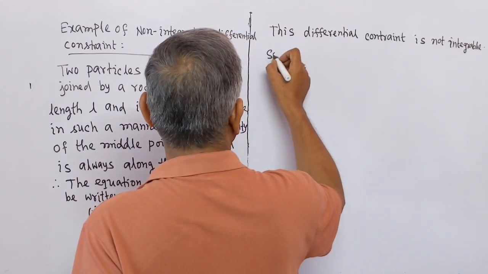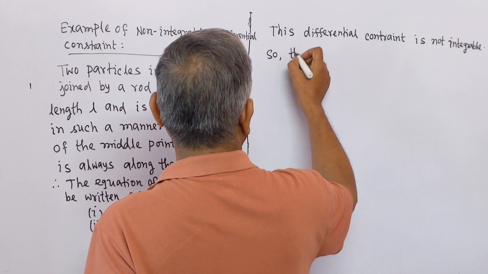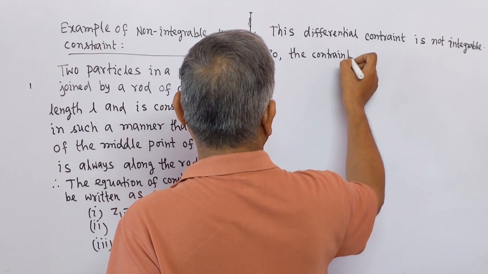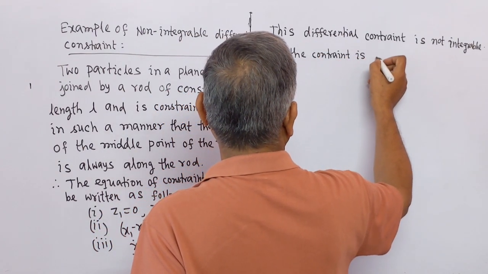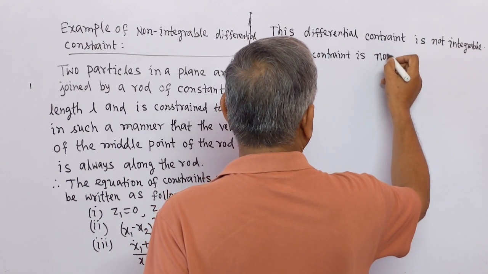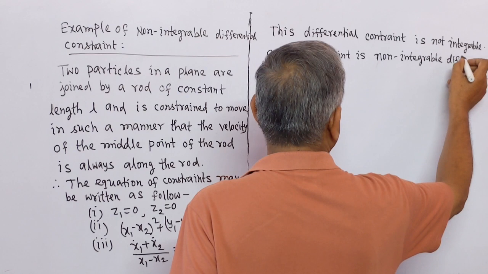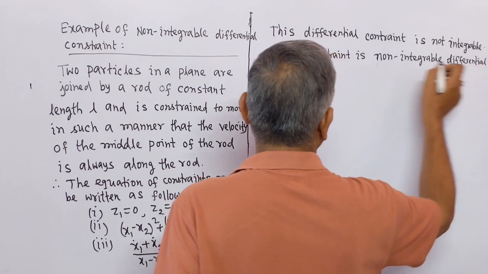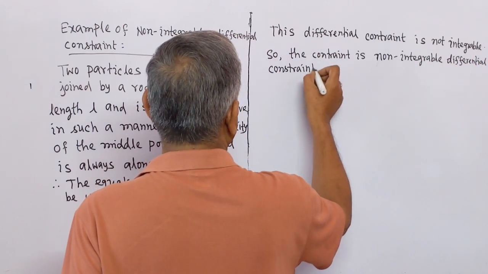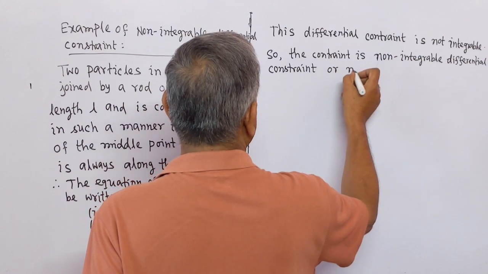So, the constraint is a non-integrable differential constraint, or non-holonomic.